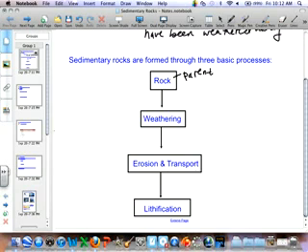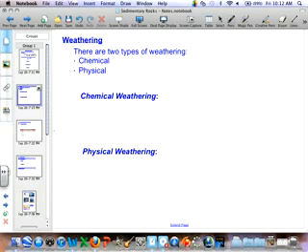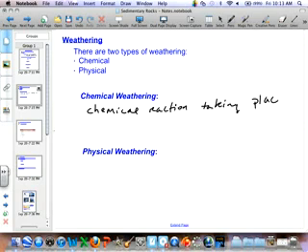The first one I want to talk about is weathering. You should remember that there are 2 types of weathering. This is something you should have learned in middle school. One is chemical, and one is physical. What's the difference? Chemical is done by like acid rain or whatever. Perfect. We actually have to have a chemical reaction taking place. A perfect example of that would be acid rain.